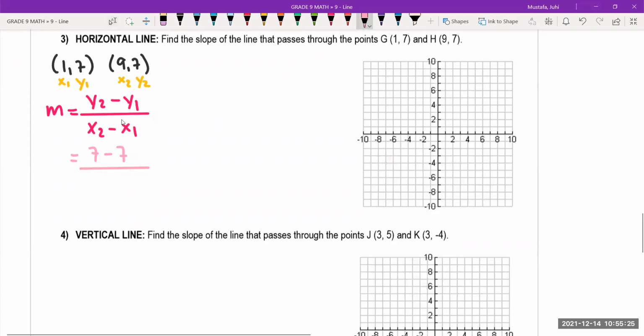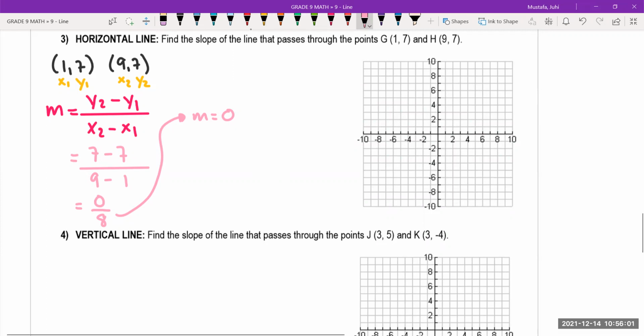And then x2, what's your x2? Good. Minus 1. Okay. 7 take away 7 is 0. 9 take away 1 is 8. Do you guys know the rule when you have a number that is a 0 at the top? It's like saying I have 8 slices of pizza and I'm not giving any of them out. So how much pizza will I have? It's just going to be a 0. So when the number at the top is a 0, the slope is a 0.